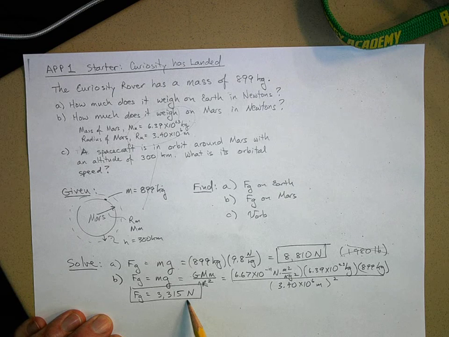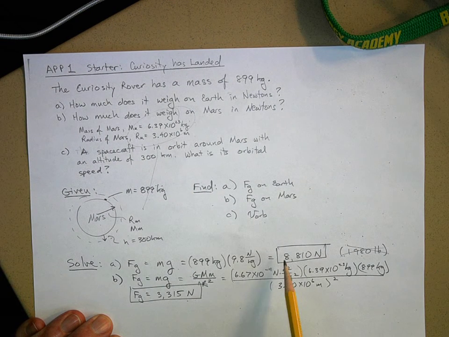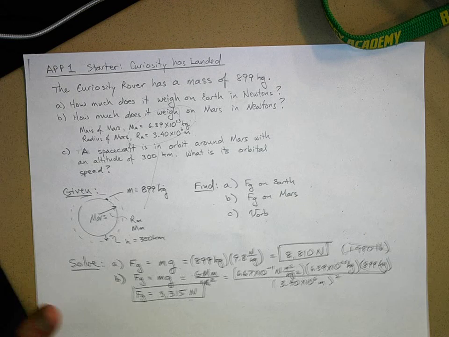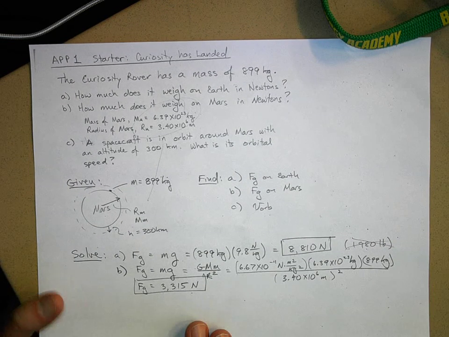Now, notice that this spacecraft weighs a lot less on Mars than it does on Earth, right? It's a smaller planet, has a lot less mass and a smaller radius, so that kind of makes up for a little bit of it, but not all of it. So, yeah, that's about a third, isn't it? A little over a third.